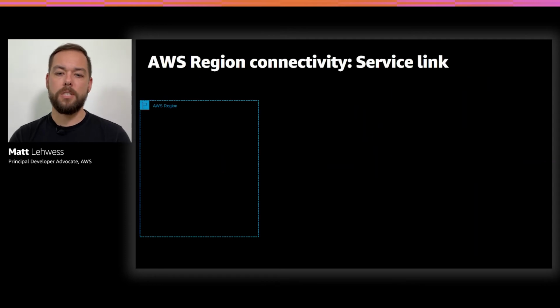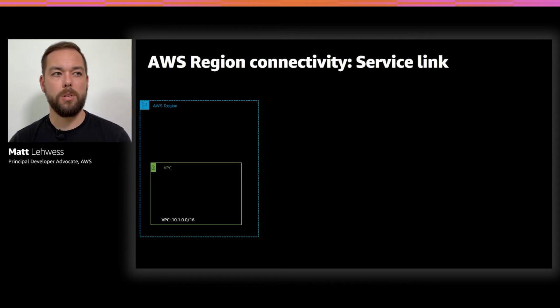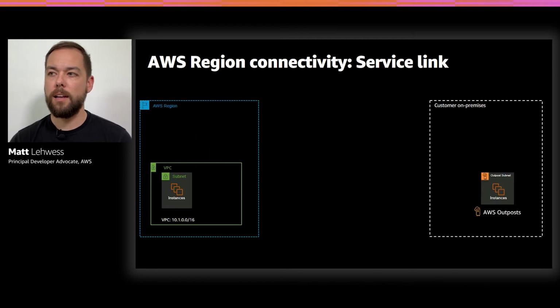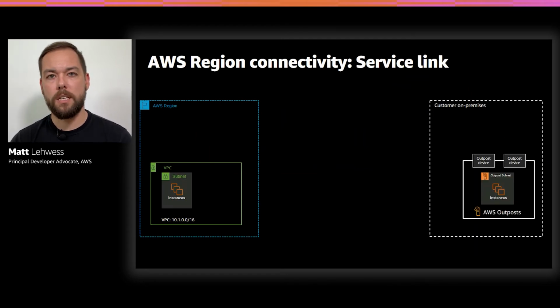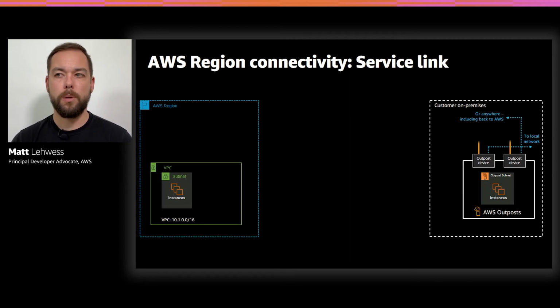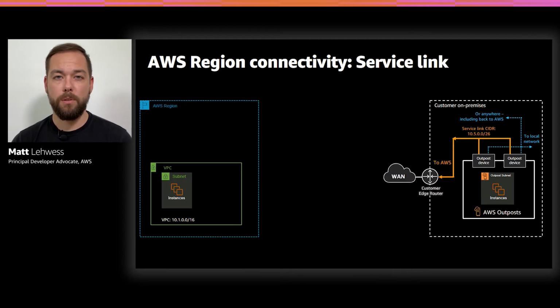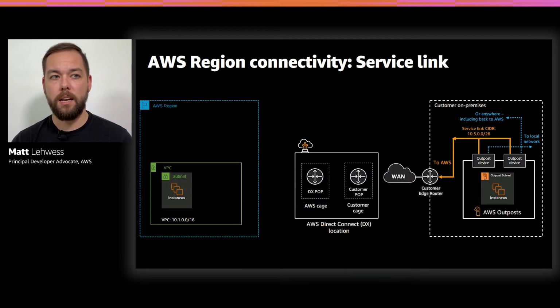Connectivity back to the region is definitely something that's important for the Outpost. When we talk about that, we've essentially got the Outpost, and it's an extension of an availability zone. What that means is when you deploy an Outpost, you'll choose an availability zone to home your Outpost from. So what we'll do is build what we call the service link over a WAN connection, either a Direct Connect public virtual interface or an internet connection.